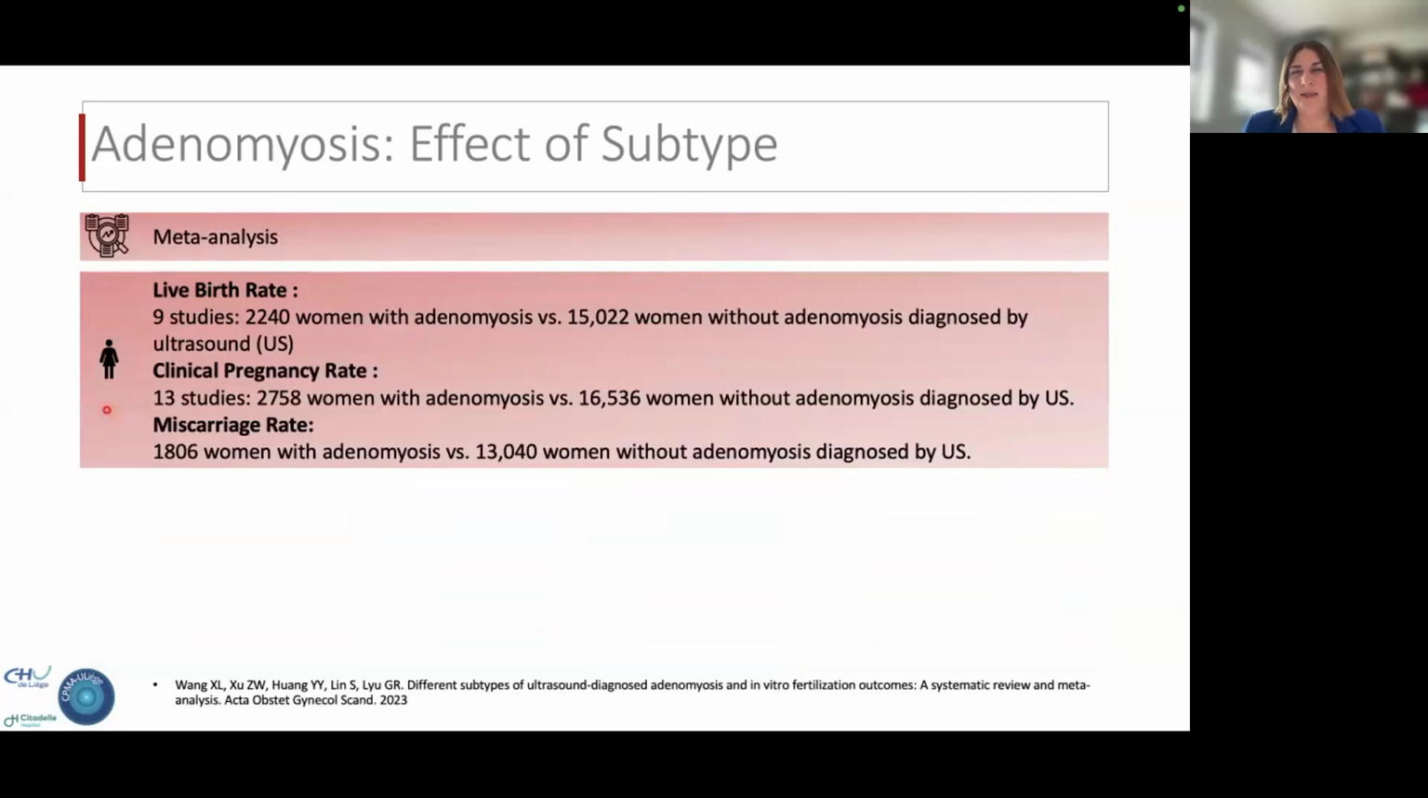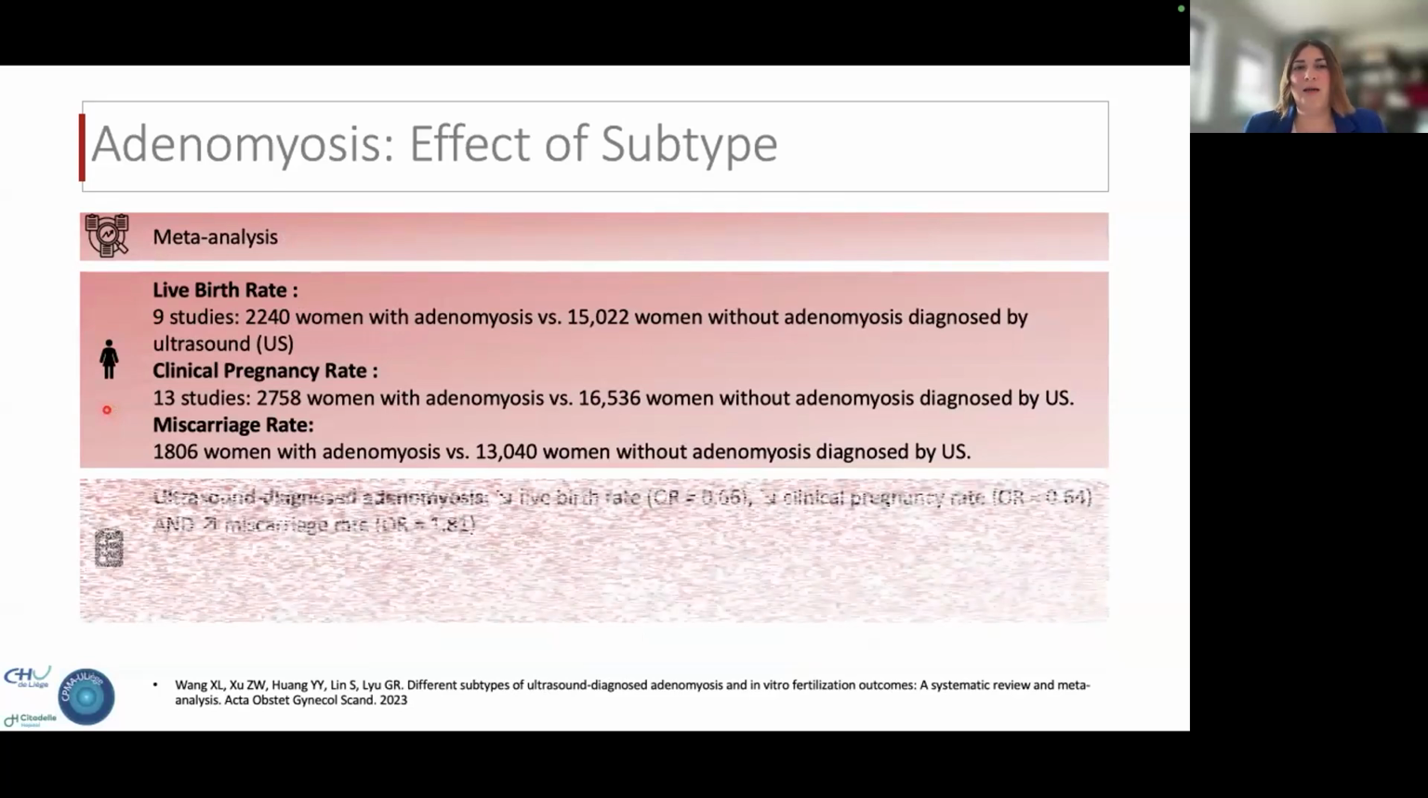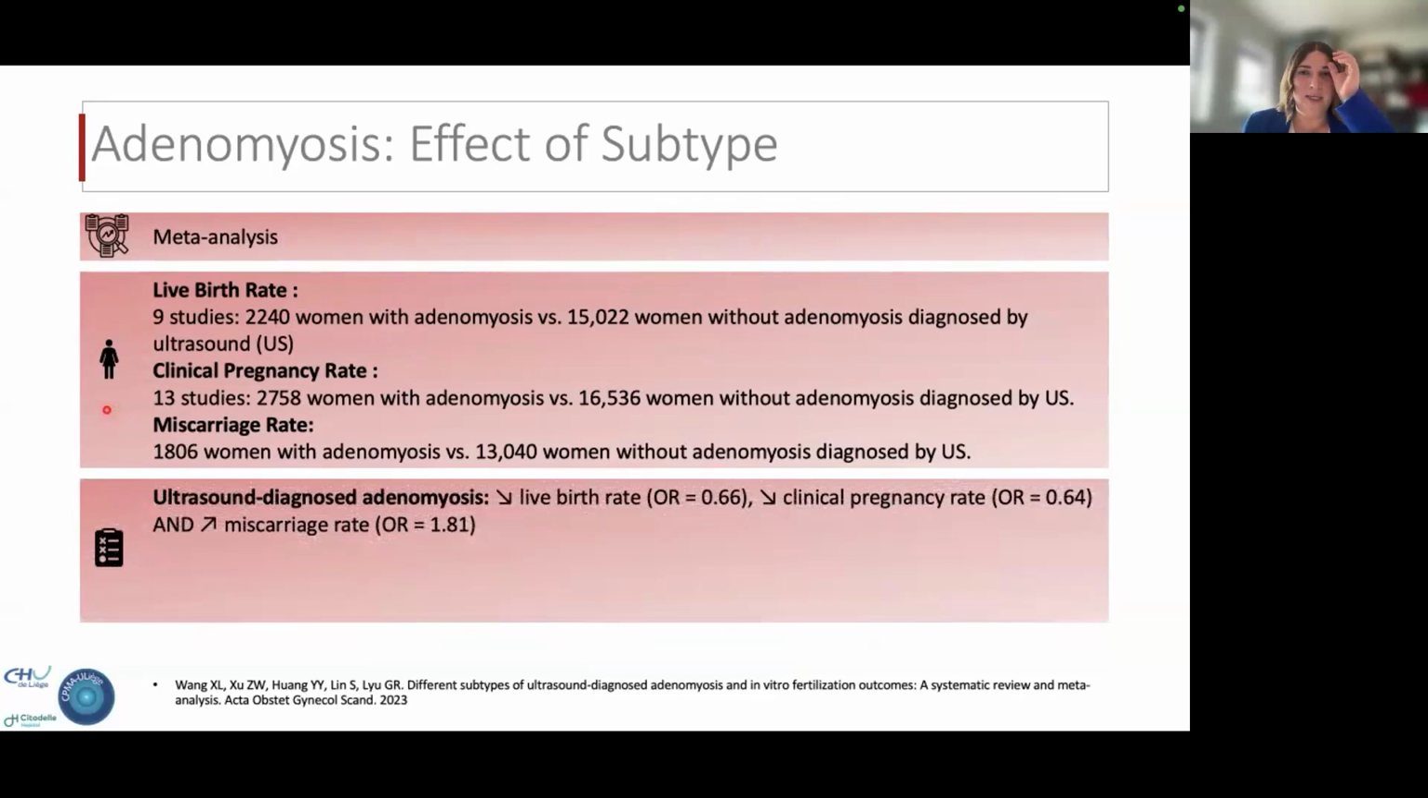Following this, Wang's study from 2023 sheds light on the growing prevalence of adenomyosis among infertile women and its impact on IVF outcomes, particularly when diagnosed with ultrasound. And this meta-analysis found that women with ultrasound-diagnosed adenomyosis had significantly lower live birth and clinical pregnancy rates, along with a higher risk of miscarriage compared to those without adenomyosis.